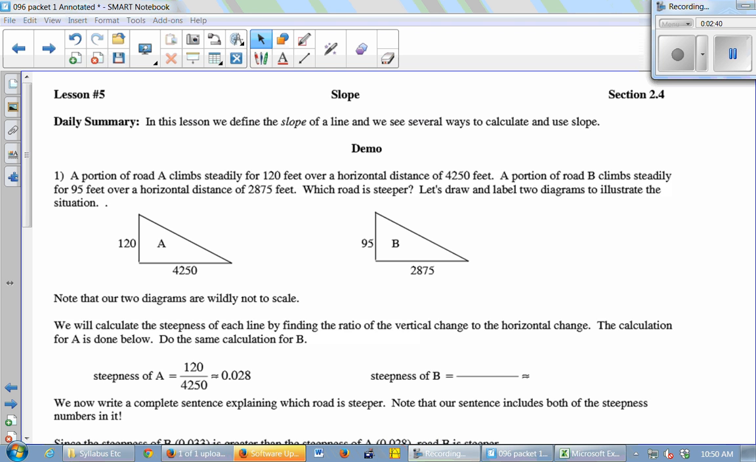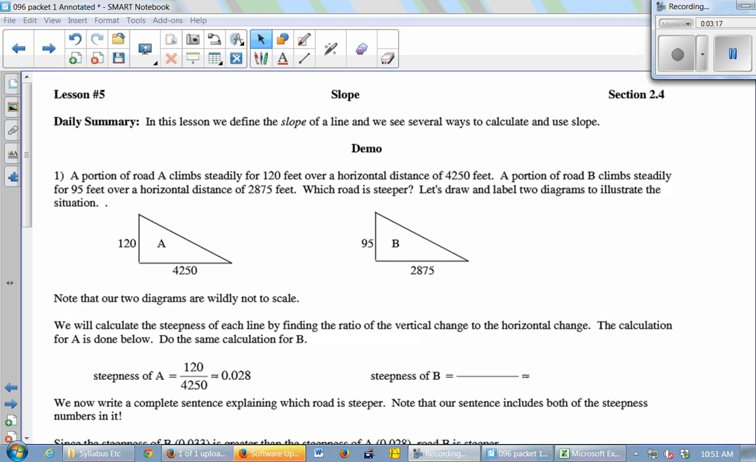All right, so a portion of a road, road A, climbs steadily for 120 feet. So it goes up by 120 feet, an increase of elevation, over a horizontal distance of 4,250 feet. Here's a little picture of road A. Over a horizontal distance of 4,250 feet, we climbed 120 feet. And then a portion of road B climbs steadily 95 feet, over a horizontal distance of 2,875 feet.